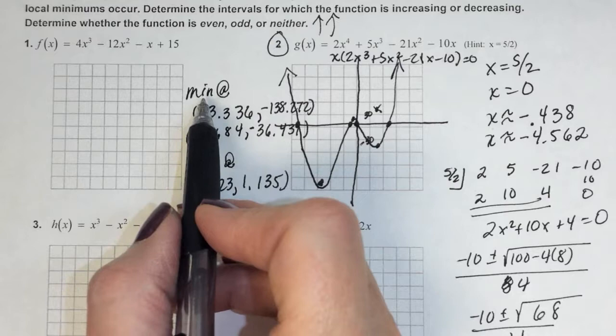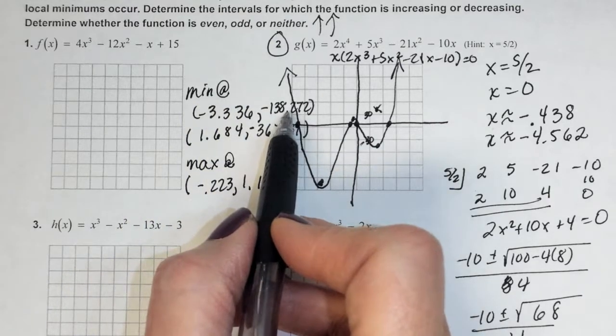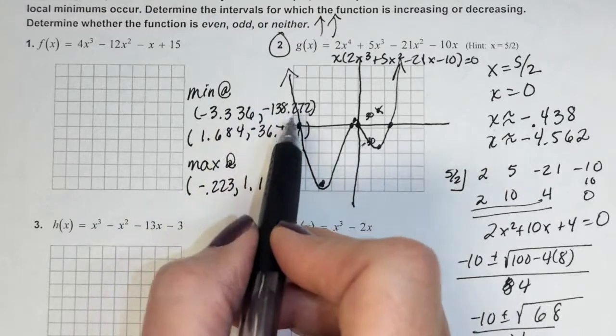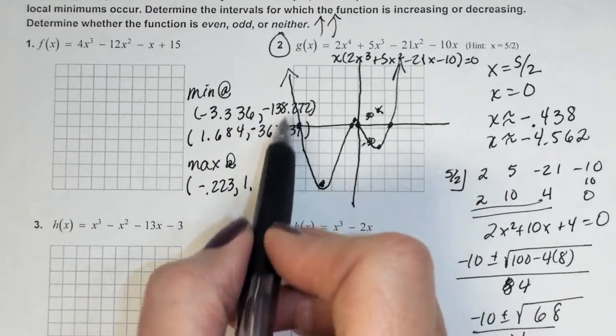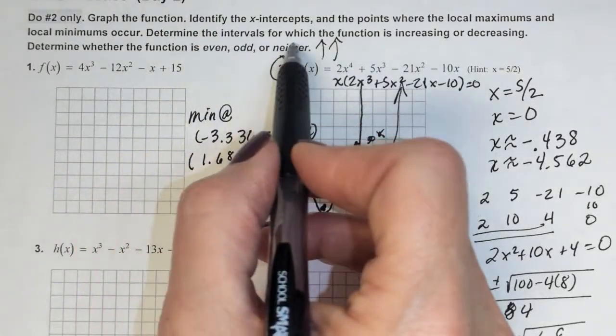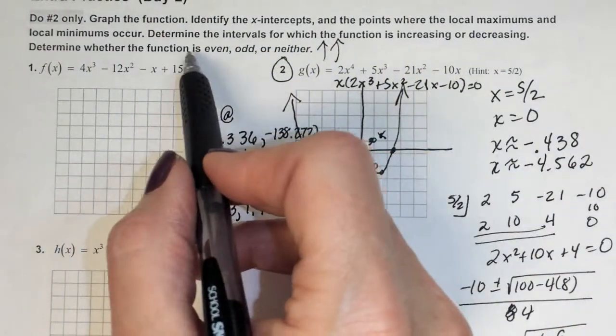Now, if I ask you what is the minimum, you should really just give this, but I wanted to have the actual points. But the y values are truly called the minimums. These two would be the minimums, that would be the maximum. But watch what I have to do next. Determine the intervals for which the function is increasing or decreasing.